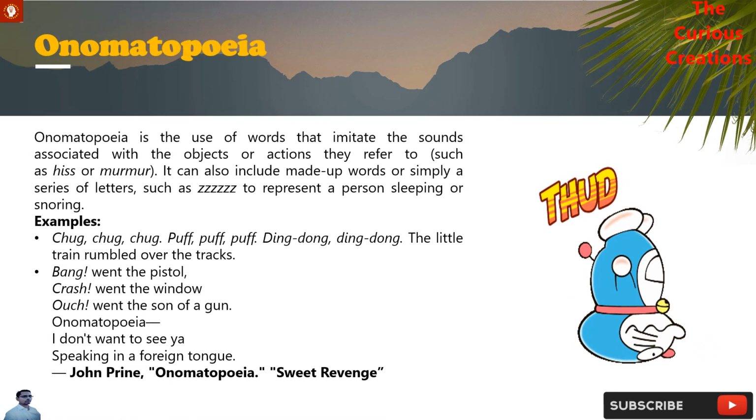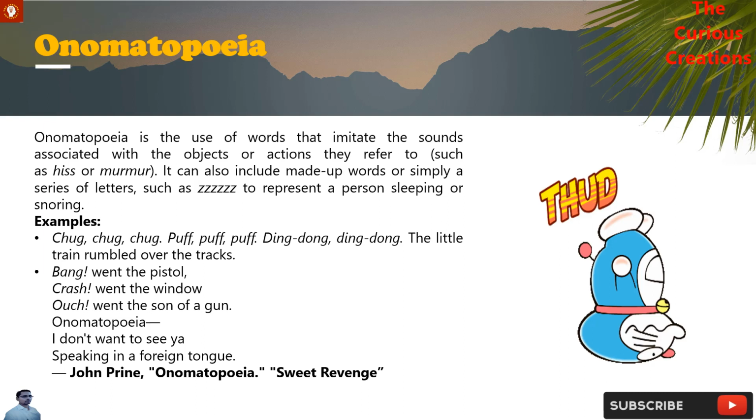Now we have onomatopoeia. Onomatopoeia is the use of words that imitate the sounds associated with the objects or actions they refer to, such as hiss or murmur. It can also include made-up words or simply a series of letters, such as zzz, to represent a person sleeping or snoring. Here are some examples: chug, chug, chug, puff, puff, puff, ding dong, the little train tumbled over the tracks.